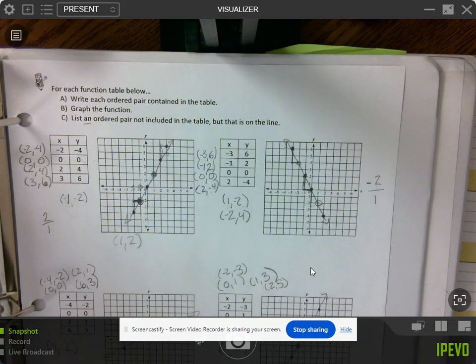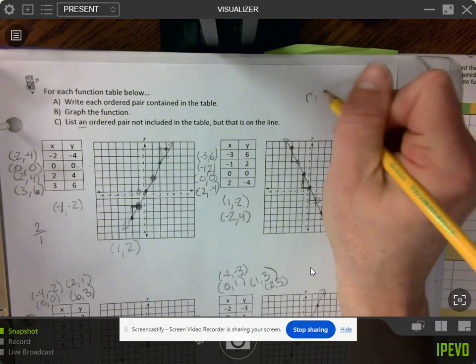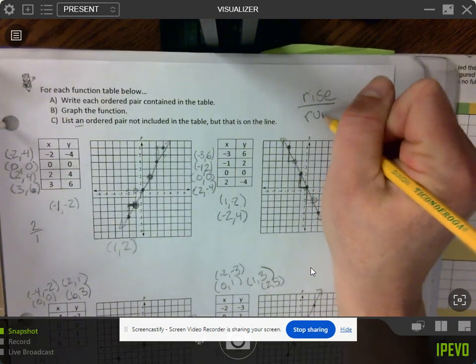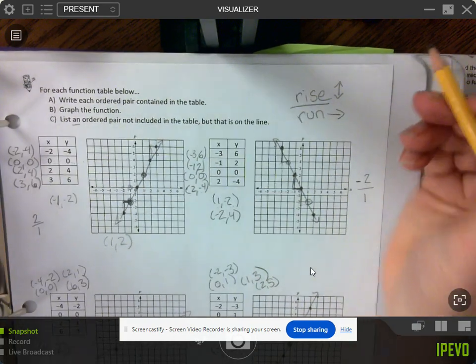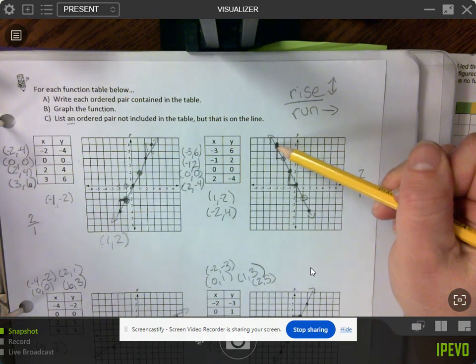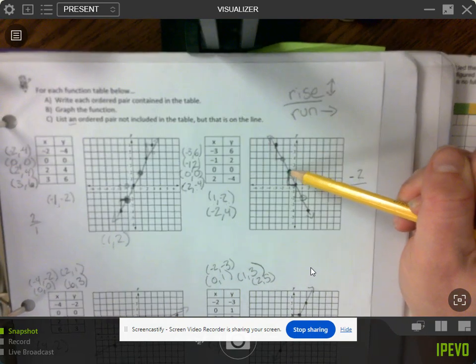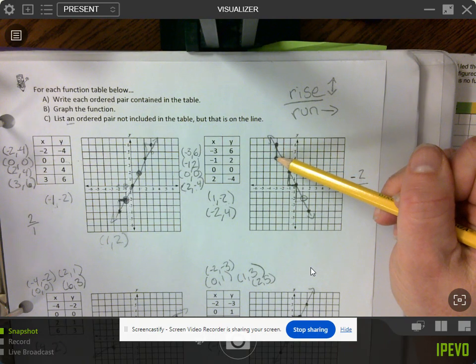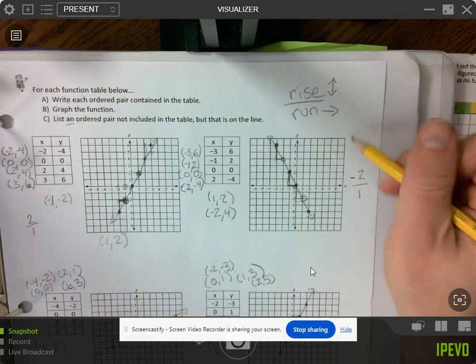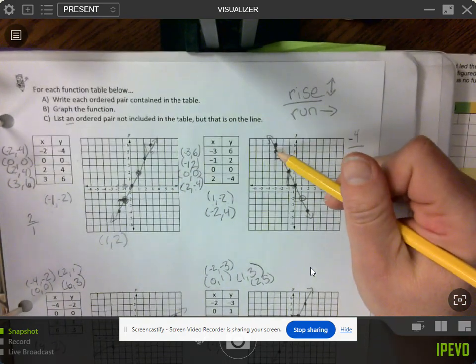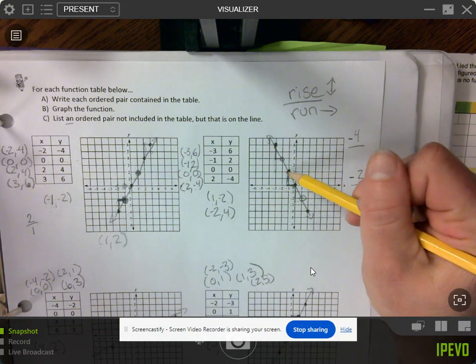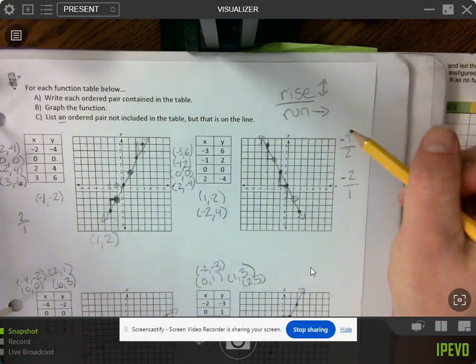Well, not in order, but my slope, I got 1 over 2. So remember for the slope, it's always rise over run. So rise goes up or down, and run goes to the right. So if I'm at this ordered pair and I want to go to this ordered pair, I would go down 1, 2, 3, 4. So down is negative 4. And then I went over 1, 2.